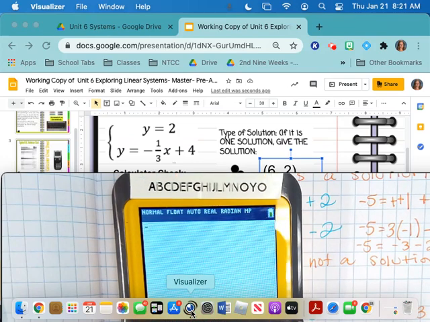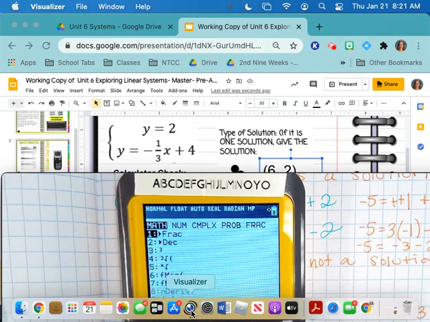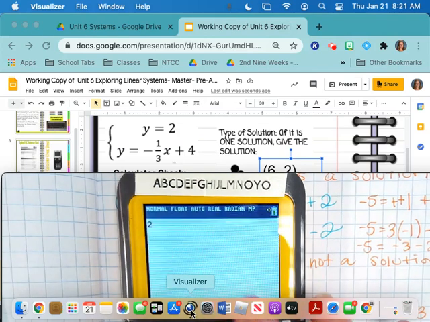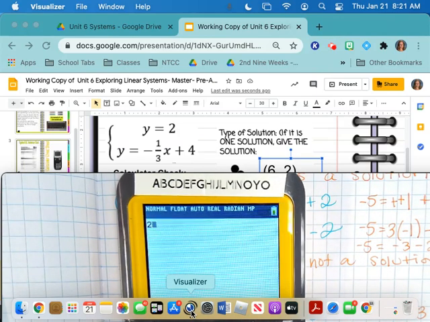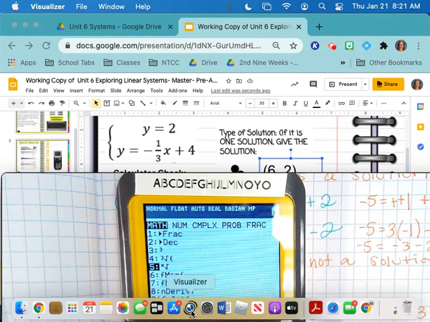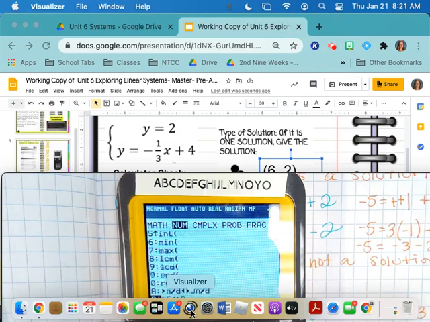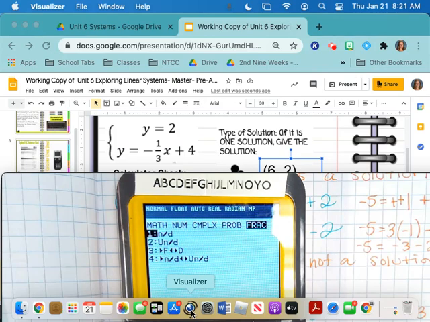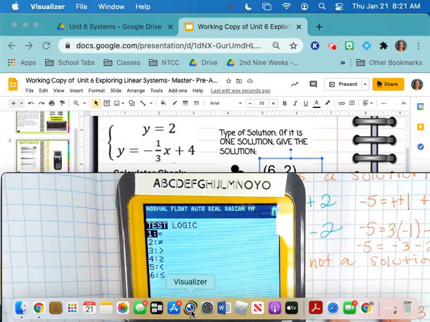Did you know that you can actually put this in? 2 and then equals, I think there's an equals. 2 equals, let me see, I think it's under math or catalog. No, not. There is a way to, oh, it's second math? Okay, so second math, thank you.